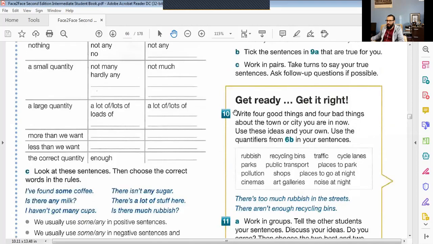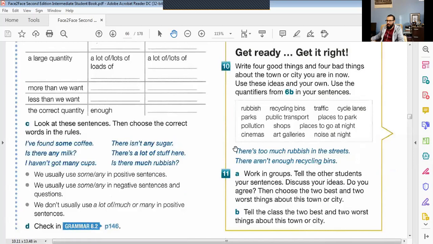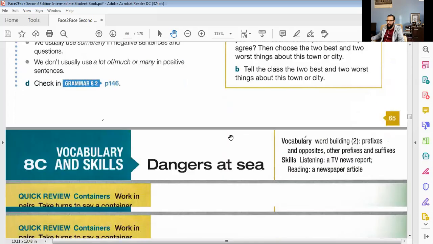So we talked about this. We also talked about our cities using quantifiers. There's too much rubbish in the streets. There aren't enough places to go at night. There aren't any cinemas. There aren't any galleries. There's too much pollution. All of these ideas we discussed together.